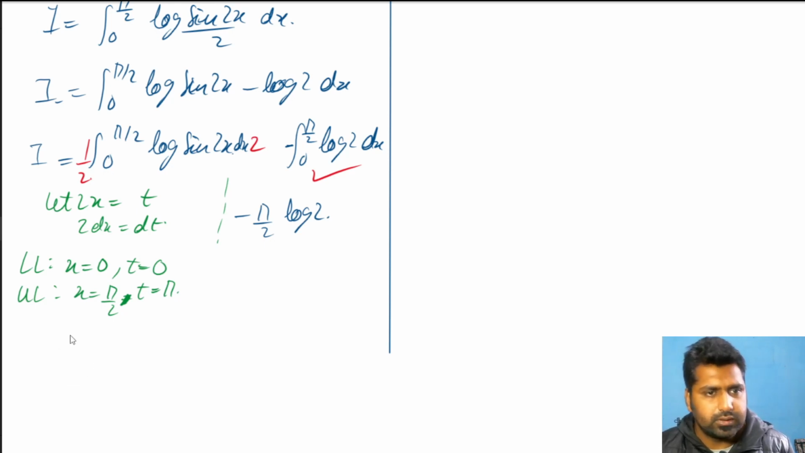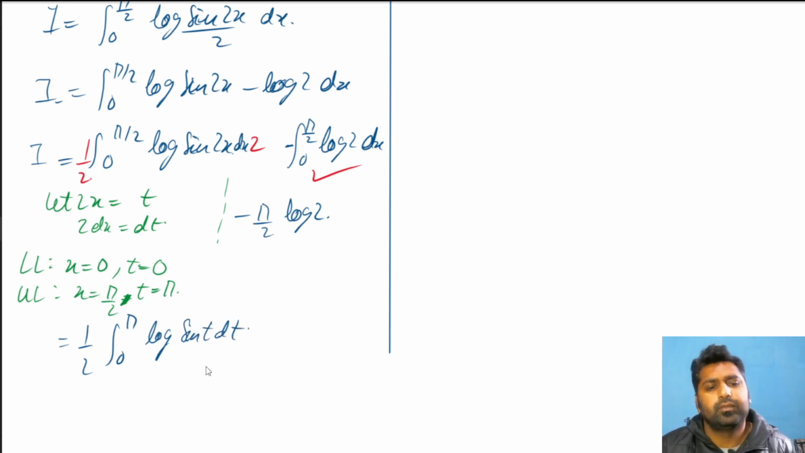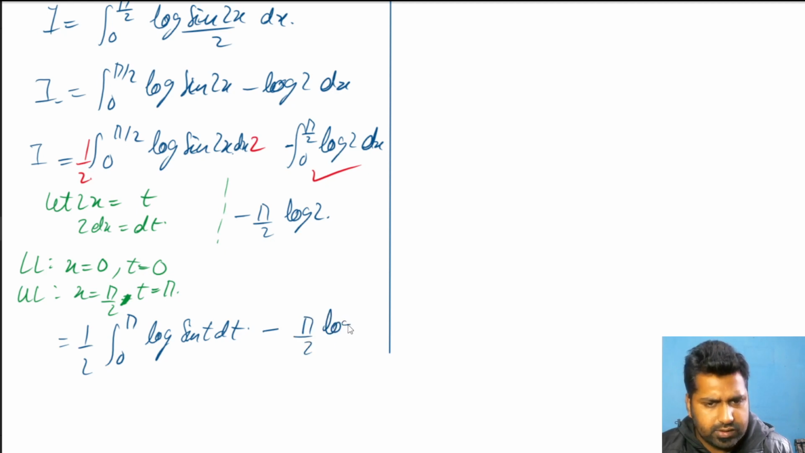So this becomes, after changing the limit, 1 by 2 integration 0 to pi log sin t dt. 1 by 2 is there. So this is done. Minus pi by 2 log 2, that we have already solved. This is also your I.